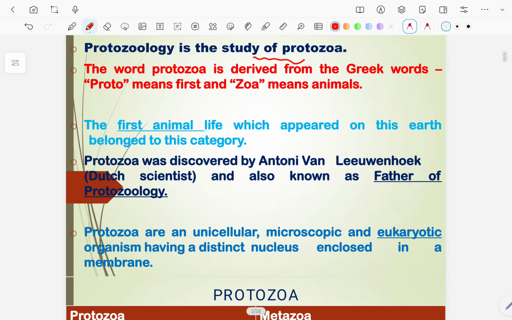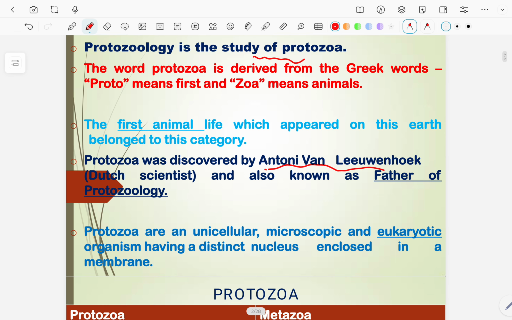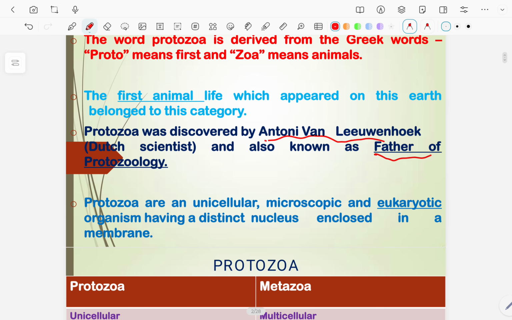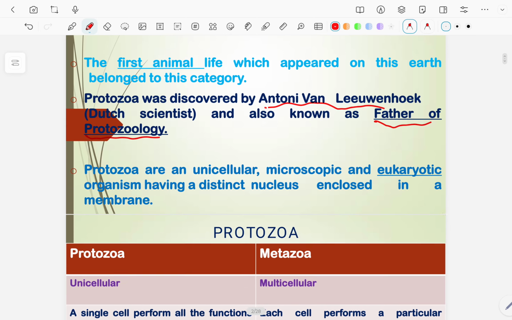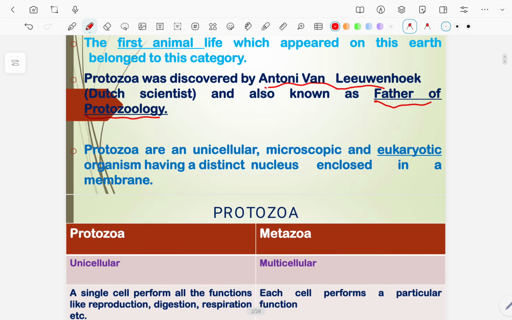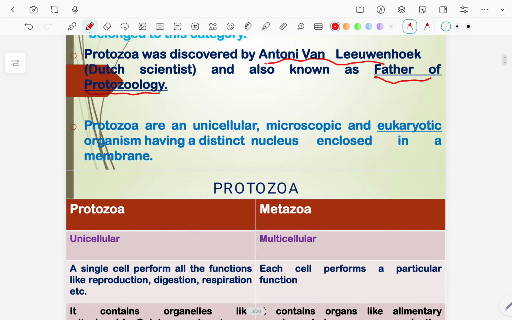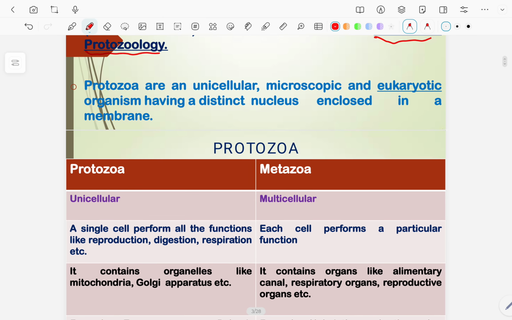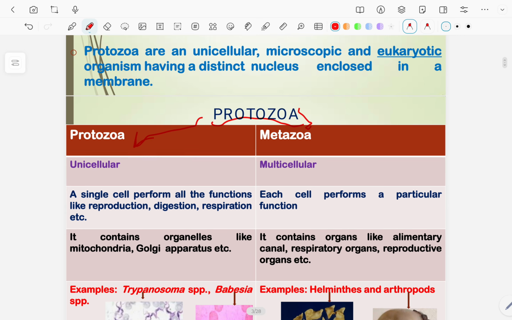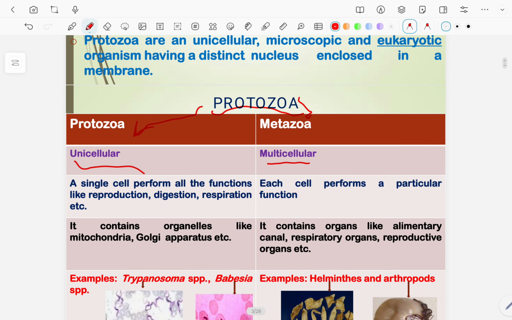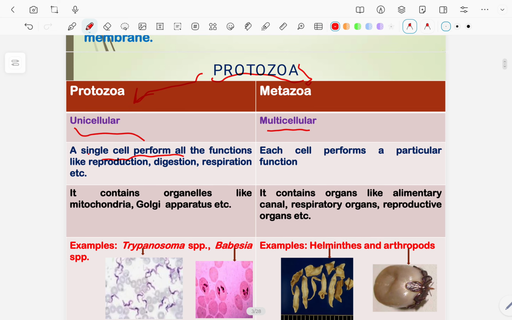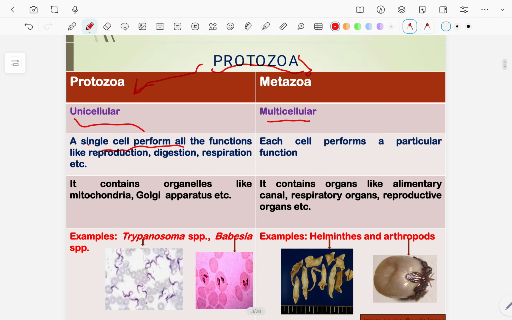Protozoa were discovered by Antony van Leeuwenhoek, a Dutch scientist, also known as the father of protozoology. Protozoa are unicellular, microscopic, eukaryotic organisms having a distinct nucleus enclosed in a membrane. Animals are divided into protozoa and metazoa. Protozoa are unicellular, metazoa are multicellular. A single cell performs all the functions like reproduction, digestion, respiration, etc.